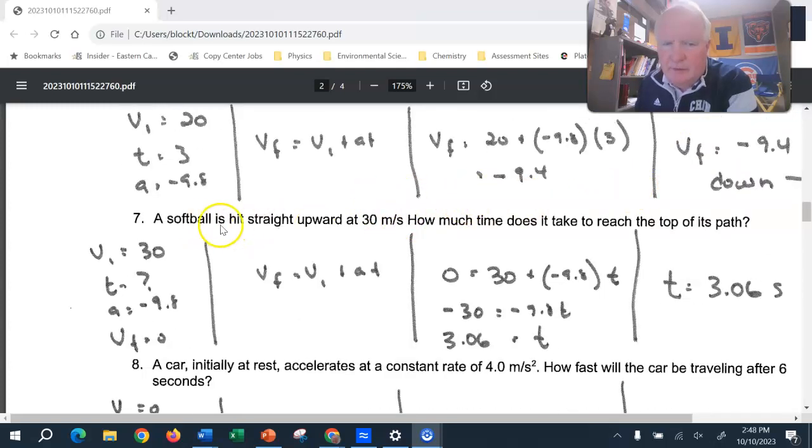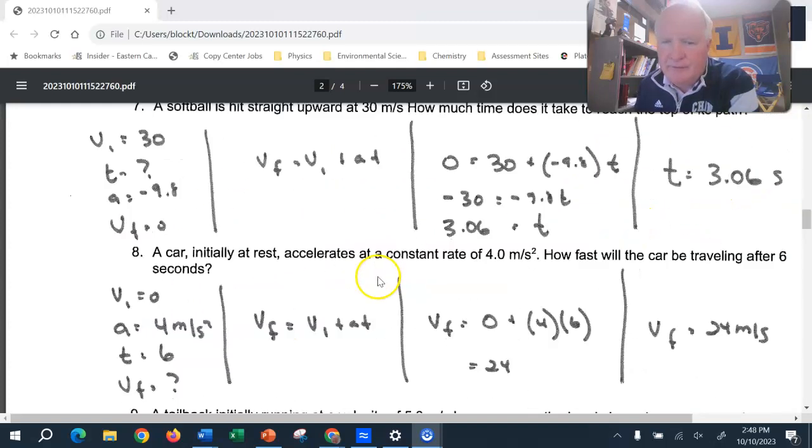All right, a softball is hit straight upwards at 30 meters per second. How much time does it take to reach the top? Remember, this is a trick question. They hide the information in there. So we get VI is 30. They ask us for a time. We know it's free fall, so negative 9.8. We're sitting there with just these three, and we're going, what? We don't have enough information. We need the fourth. And the fourth is hidden in this idea that at the top of the path, the final velocity is 0.